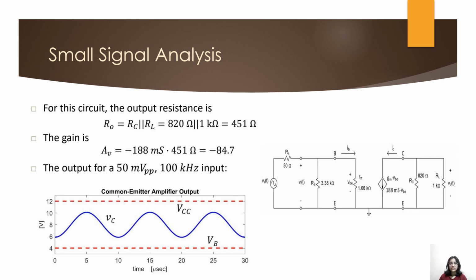Now let's calculate the output resistance and the gain for the given values of the circuit. For the output resistance, R0 is equal to RC parallel to RL, which is nothing but 820 ohm parallel to 1 kilo ohm. We get 451 ohms. And the gain is AV is equal to minus 188 millisiemens into 451 ohms. We get minus 84.7. And the output for a 50 millivolt peak to peak 100 kilohertz input is the waveform below.